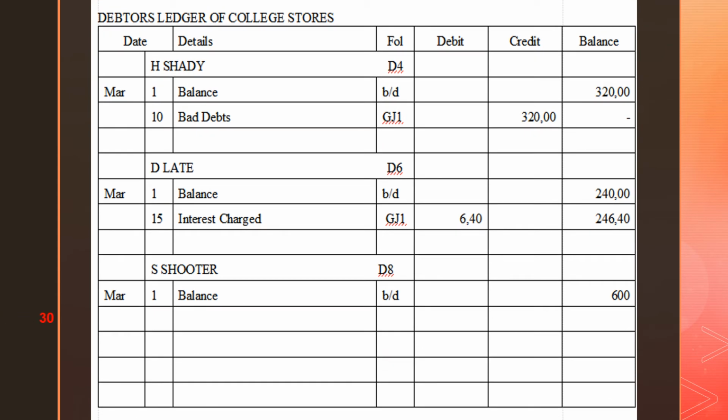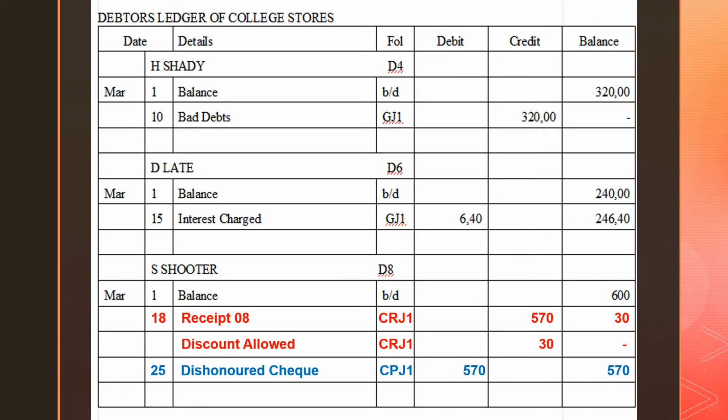In our debtors ledger, we see that S. Shooter has a balance of 600 Rand on the 1st of March. He then paid us on the 18th of March with receipt number 8. This was taken from the cash receipts journal, and we also record the discount that we gave him. However, on the 21st, the check was dishonored, which we record, taken from the cash payments journal, and we debit his account to show that he owes us 570 Rand. We cancel the discount that we've given him, and we increase his account by 30 Rand. He then owes us 600 Rand.